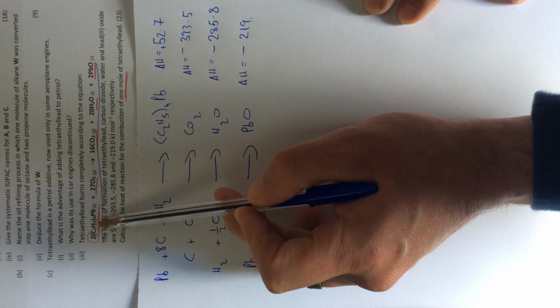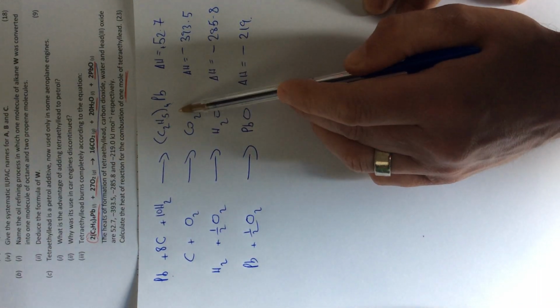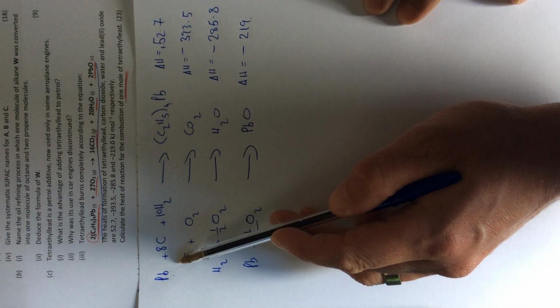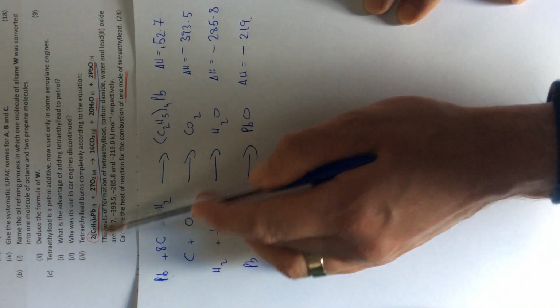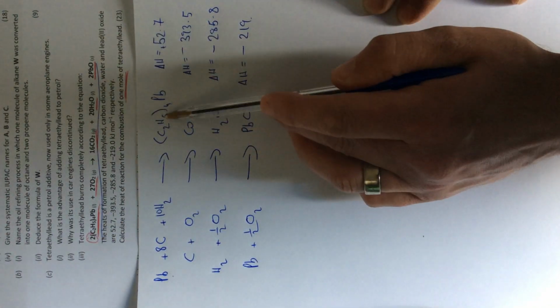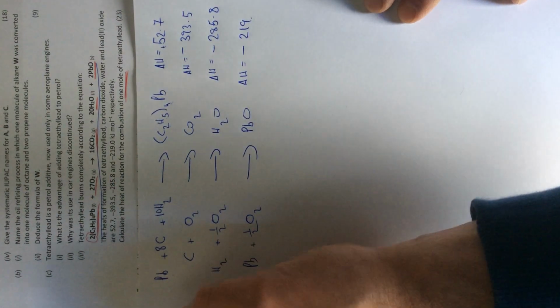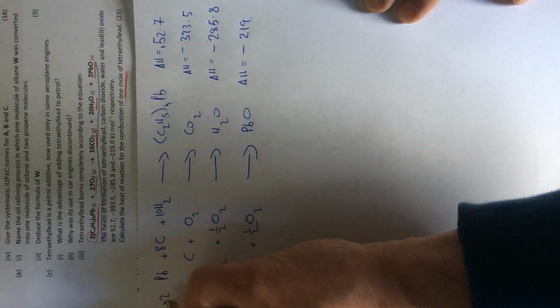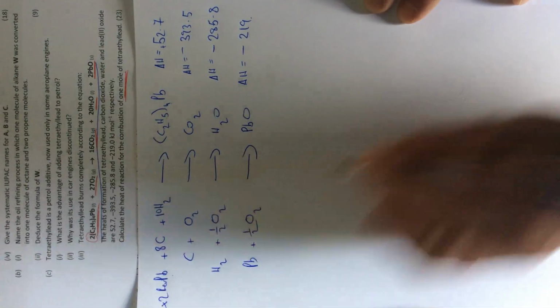So if you look at the first one here, we've got tetraethyl lead in our target equation. It's on the left hand side though, right? So this here is on the right hand side. So the first thing that you need to do is reverse that. Also there's 2 of them in the target equation, so you're going to have to multiply that by 2 as well. So this we're going to have to multiply by 2 and we're going to have to reverse.